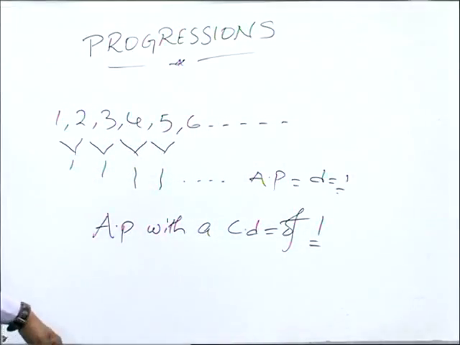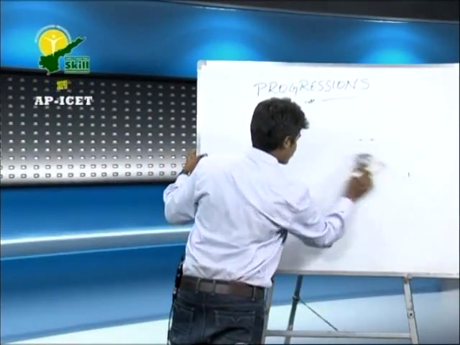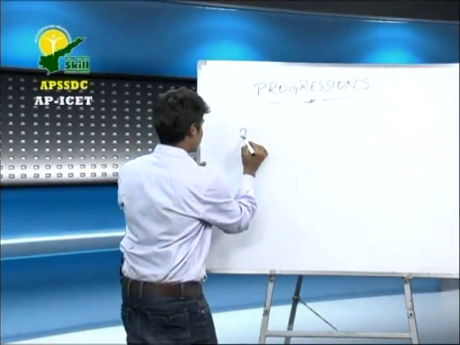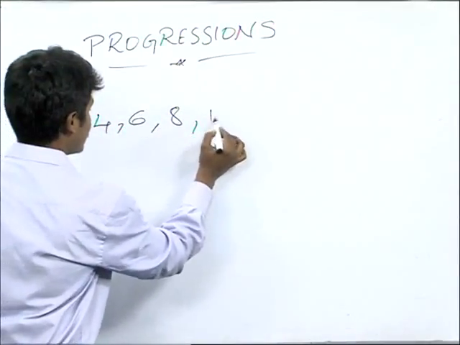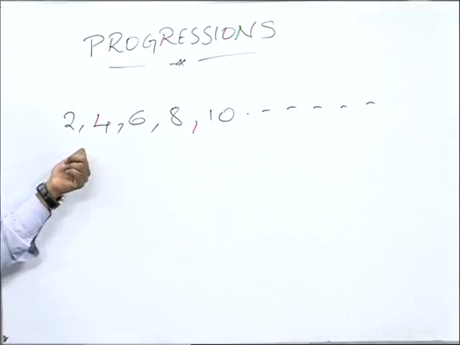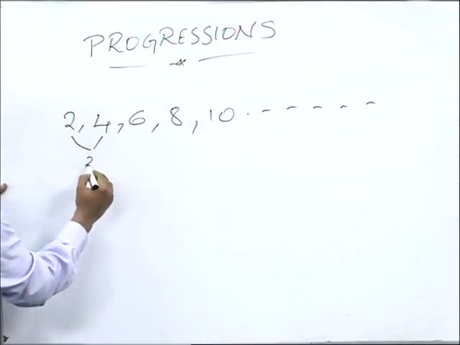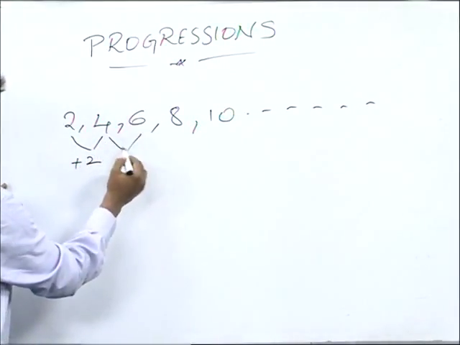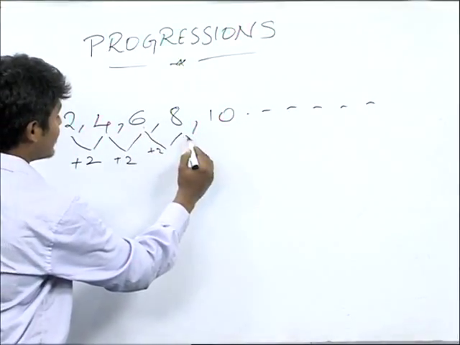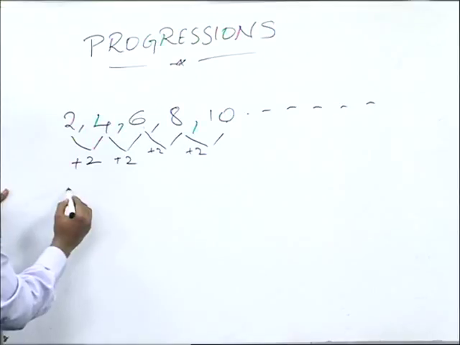నౌ లెట్ సీ అదర్ ఎగ్జాంపుల్. ఇంకో ఎగ్జాంపుల్ చూస్తున్నాం: 2, 4, 6, 8, 10 అండ్ సో ఆన్. దిస్ ఈజ్ ఆల్సో ఏ సిరీస్ ఆఫ్ ఏపీ, స్మాల్ సిరీస్ ఆఫ్ ఏపీ విచ్ కెన్ బి రికగ్నైజ్డ్ ఈజీలీ. యాడ్ 2 టు ద ఫస్ట్ టర్మ్, ఇట్ వుడ్ రిజల్ట్ ఇన్ నెక్స్ట్ టర్మ్. యాడ్ 2 to the 4, ఇట్ వుడ్ రిజల్ట్ ఇన్ 6. యాడ్ 6 + 2, ఇట్ వుడ్ రిజల్ట్ ఇన్ 8. అగైన్ యాడ్ 2 to the 8, ఇట్ వుడ్ రిజల్ట్ ఇన్ నెక్స్ట్ టర్మ్. సో కామన్ డిఫరెన్స్ అన్నది 2 అండి.